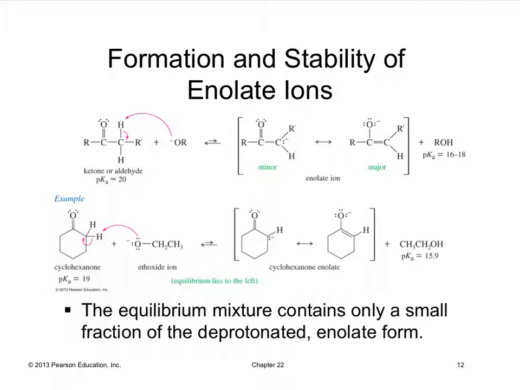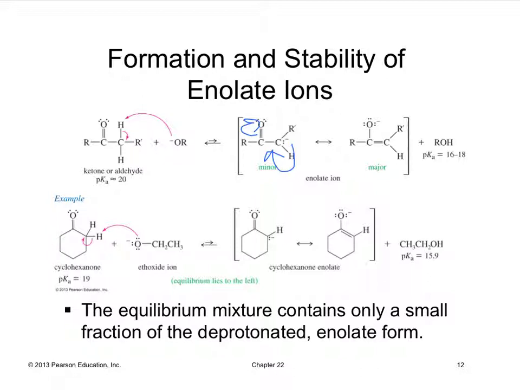So if we look at the formation and stability of enolate ions, under basic conditions, you're seeing the alpha hydrogen being plucked off, electrons going to that carbon. Here's your minor form, and then your major form is when you form the enolate, shown here. But really it prefers to be over here, because the pKa of the alcohol is 16 to 18, whereas the pKa of a ketone or aldehyde is 20.